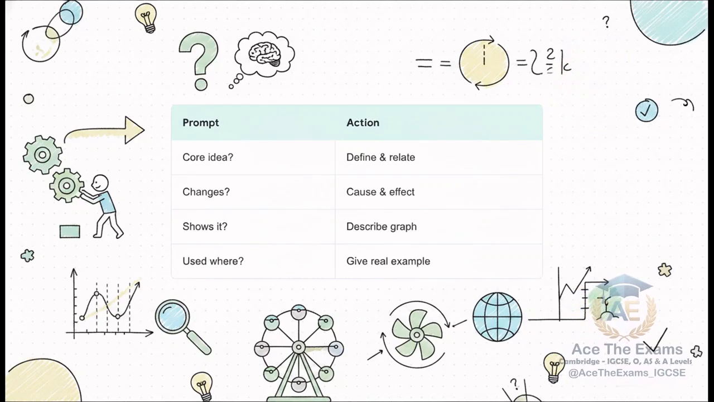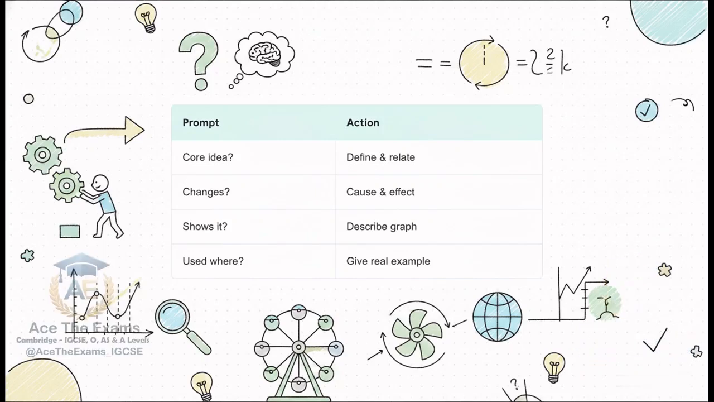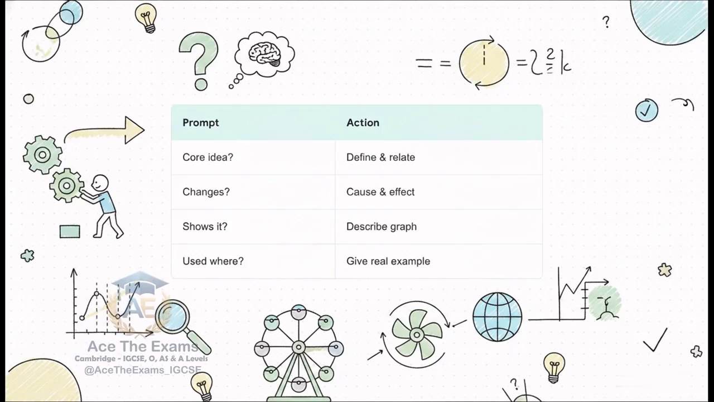Prompt 1, what is the core idea? Your required action is to define it clearly and state one equation. Prompt 2, what changes physically? Your action here is to explain the cause and effect chain. Prompt 3, what quantity or graph shows it? Your action is to vividly describe an experiment or a graph interpretation. And prompt 4, where is it used? Your action is to give that real-life example and thoroughly justify the link.